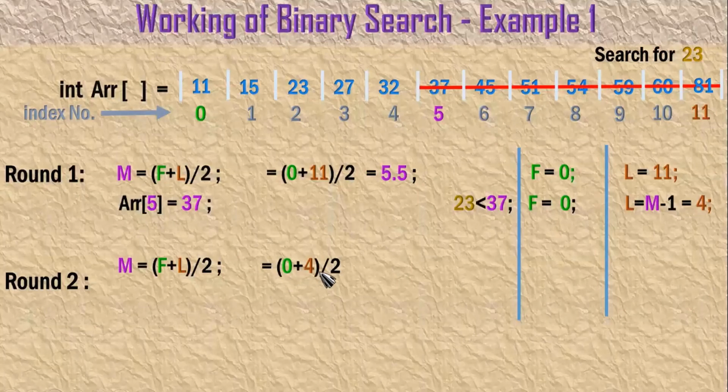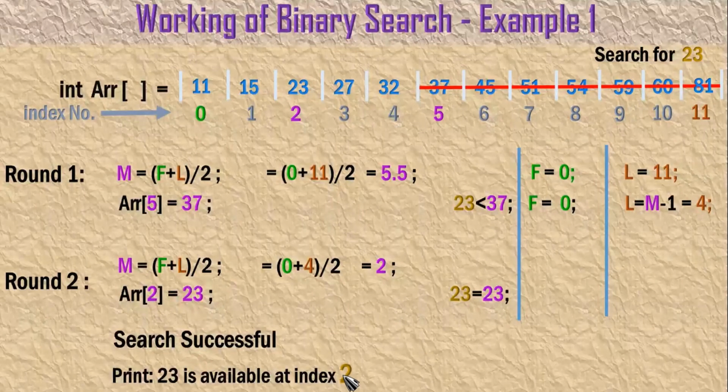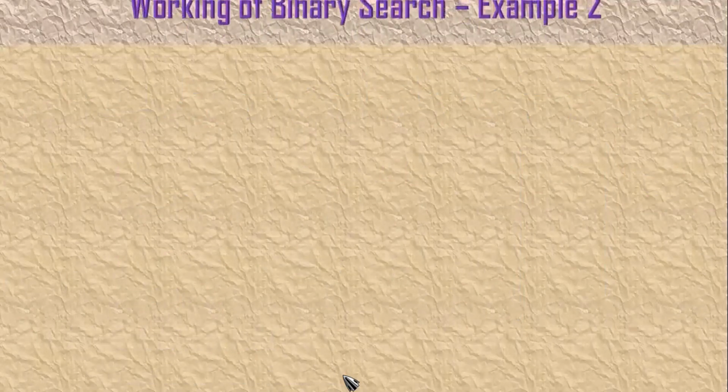So 0 plus 4 divided by 2, we will get 2 as the result. So in 2, 23 is available, which is equal to what we are searching. So what happens? Search becomes successful and then it will print the index number of that element. Let us see next example.